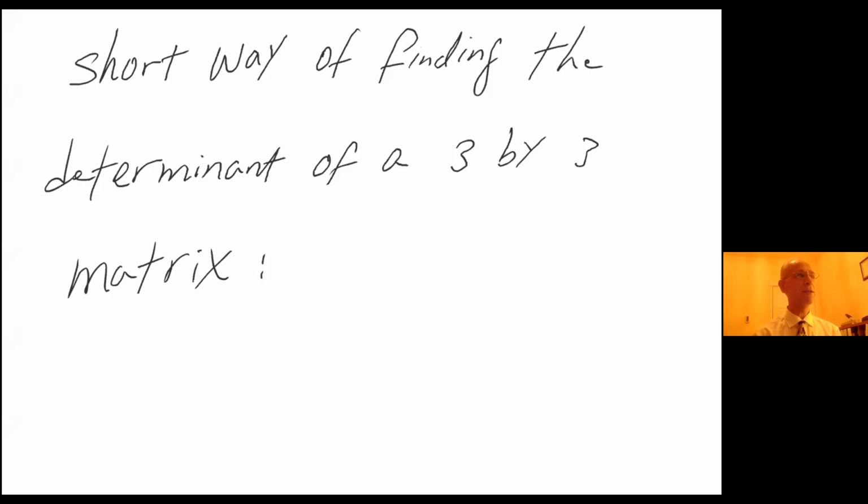So I'm going to show you how to find the determinant of a 3x3 matrix in a faster way. Suppose you have a 3x3 matrix, let's call it A. So it has, let's use alphabet first, A, B, C, D, E, F, G, H, and I. So let me just go ahead and make this just a little bit bigger. And so what is the determinant of A?